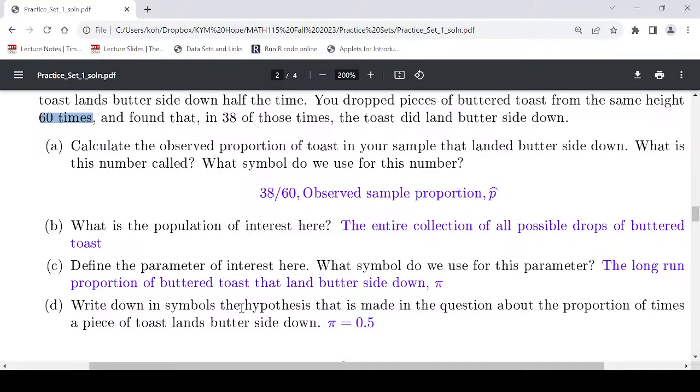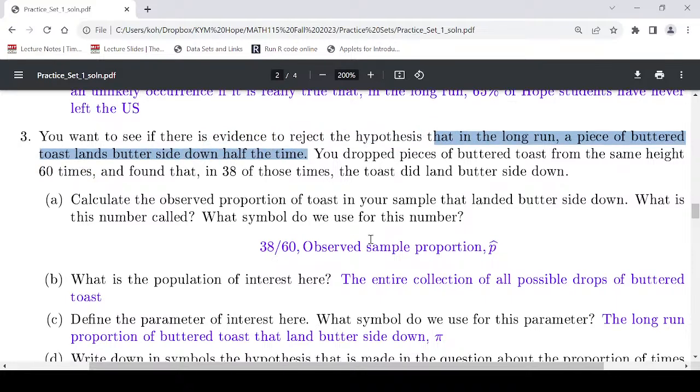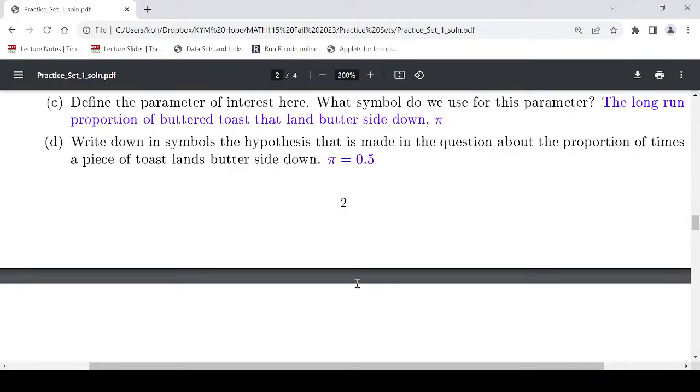Now this is important. Write down the hypothesis that is made in the question for the value of pi. What did we say? We want to test whether in the long run a piece of toast will land butter side down half the time. That's how you know that that's the status quo. You want to check whether pi is 0.5 in the long run.